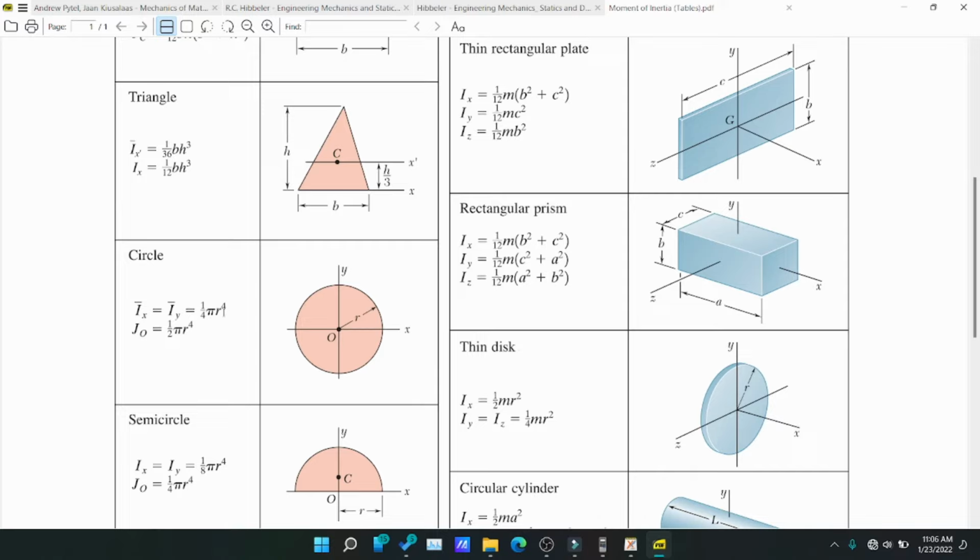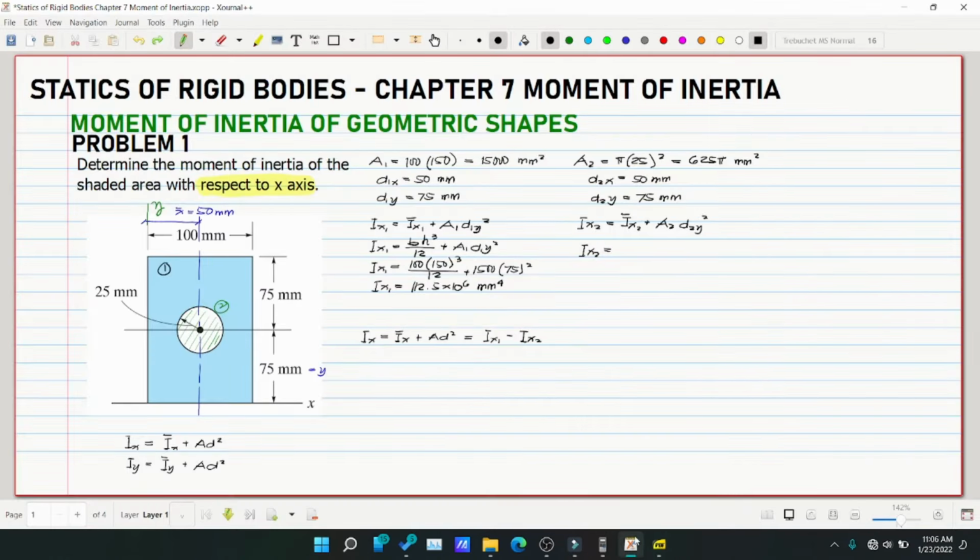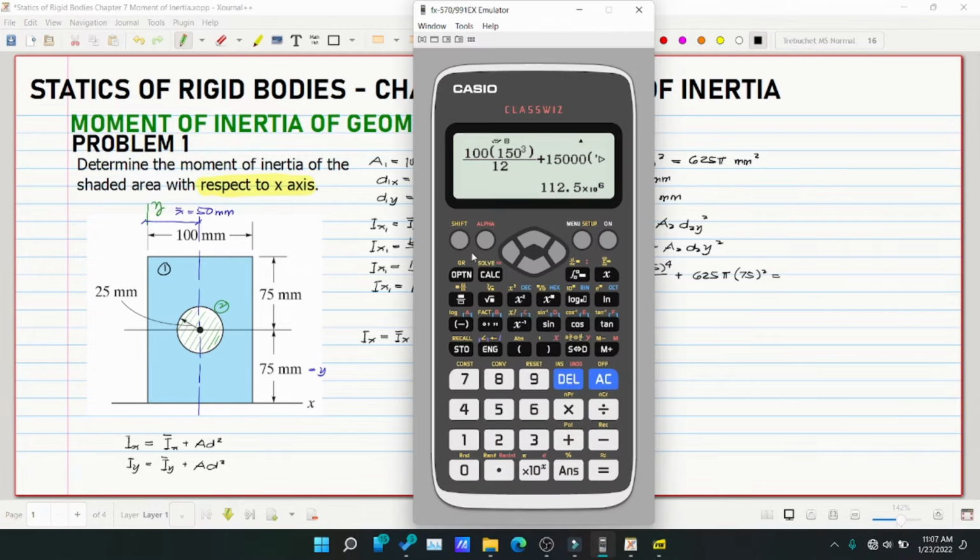So, this is pi r raised to 4 over 4. Yun yung ating Ix bar. Pi r raised to 4 over 4, then plus area 2 d2y squared. So, yung ating Ix2 is equivalent to pi multiplied by radius. Ang radius natin ay 25 raised to 4 over 4 plus area 2 which is equivalent to 625 pi multiplied by d2y which is 75, squared. So, this is our Ix2: pi multiplied by 25 raised to 4 over 4.